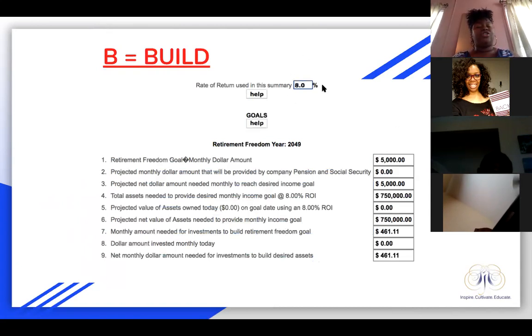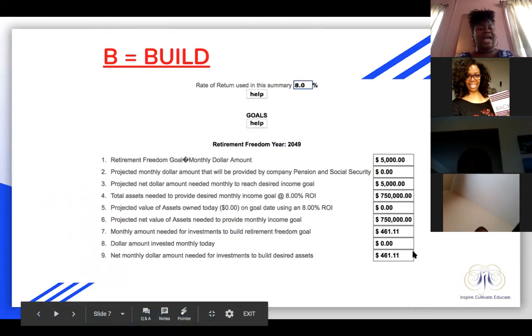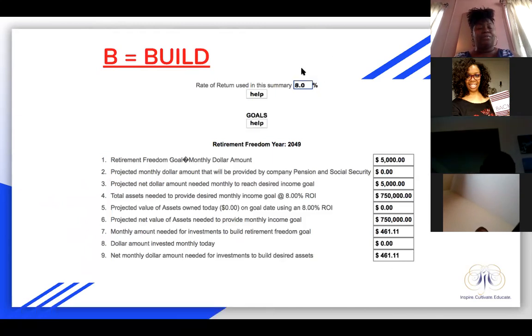Now, the strategist starts off at 8%. Okay? This means you have a rate of return in investments at 8%. So if you've been following us, and you've been listening to Ivy, you know what this is about, and he's going to go over a lot more of it tonight. But this $5,000, your projected pension, I didn't have any, right? So now it's telling me how much money, bottom line, I need to have monthly invested at an 8% rate of return to get to where I want monthly by 2049.